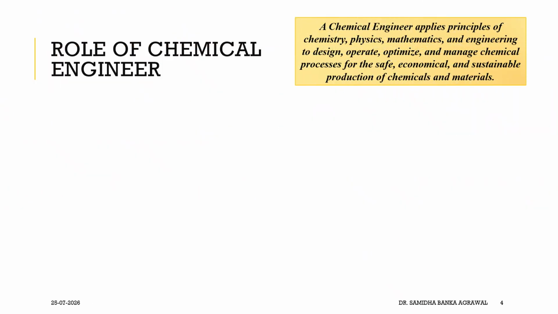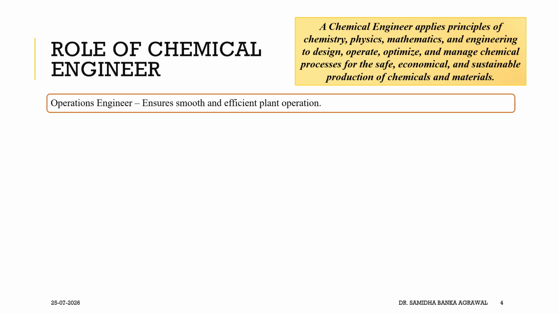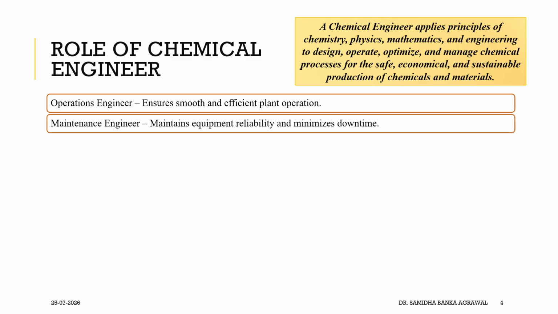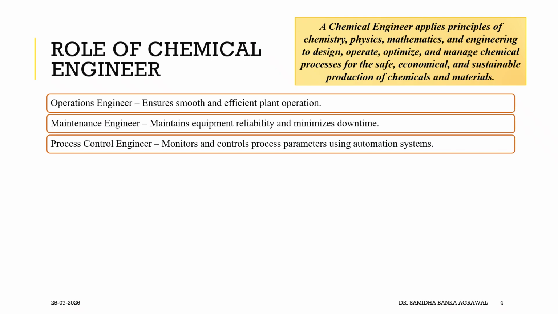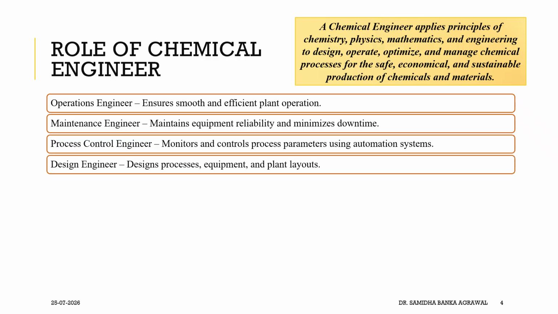A chemical engineer applies the principles of chemistry, physics, mathematics, and engineering to convert raw materials into valuable products safely, economically, and sustainably. Now we need to understand what the various roles of a chemical engineer are. Chemical engineers work in many different roles. As an operation engineer, one ensures smooth and efficient plant operations. As a maintenance engineer, one maintains equipment reliability and minimizes downtime. As a process control engineer, one monitors plant parameters using automation systems. As a design engineer, one designs new processes, equipment, and plant layouts.